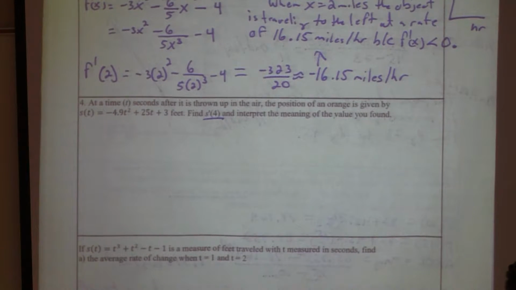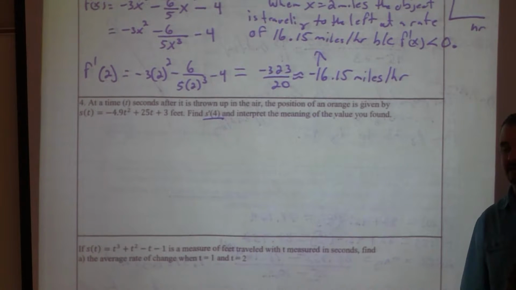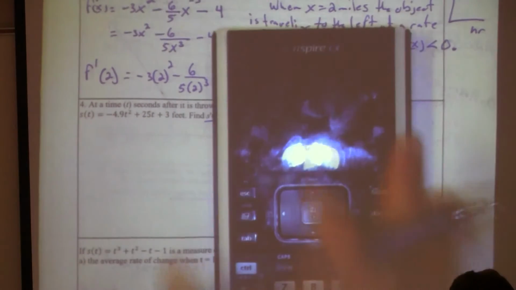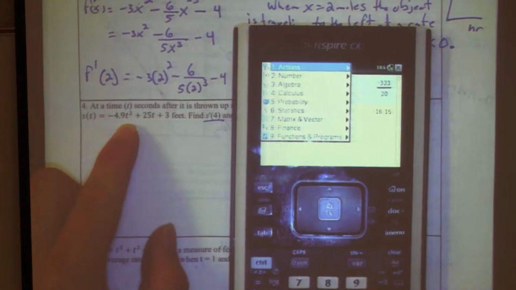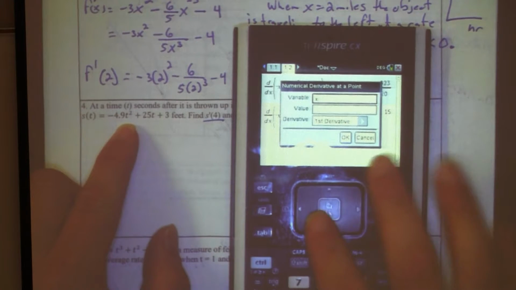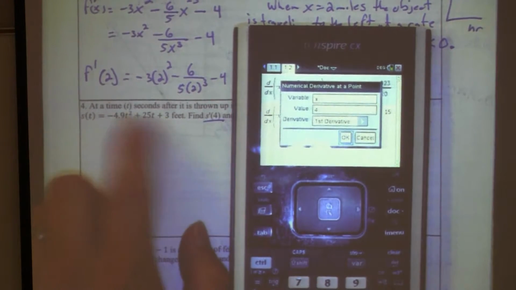4 seconds. That's going to be the derivative, the instantaneous rate of change at 4 seconds. It's going to tell me how fast this orange is moving and in what direction at 4 seconds. So let's find it using the calculator, unless you want to do it by hand. This kind of question would be okay to use the calculator if it's on the calculator section, which more than likely it wouldn't because it's a very easy problem.